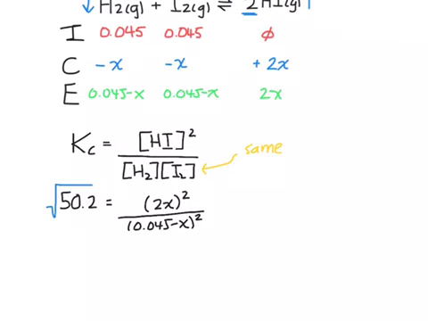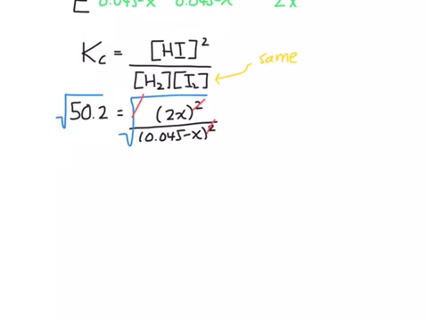So I'm going to take the square root of both sides of this equation. That's going to allow me to cancel out these exponents. So now I can rewrite my expression as the square root of 50.2, which is 7.1. So 7.1 equals 2x over 0.045 minus x. So to rearrange this, we're going to bring the 0.045 over to this side of the expression.